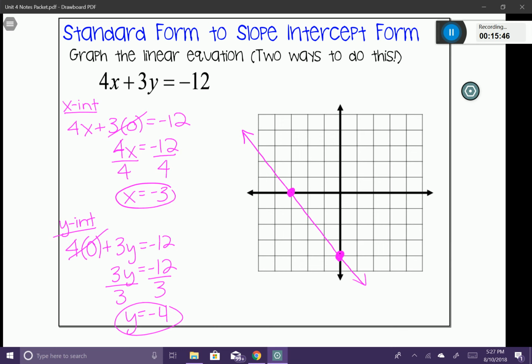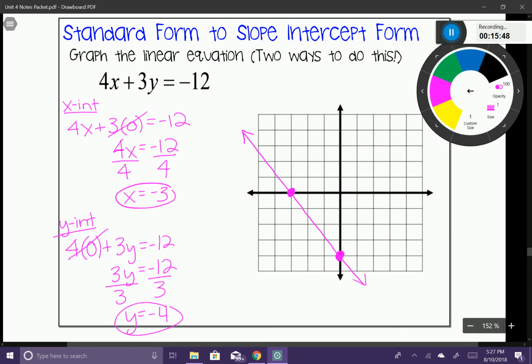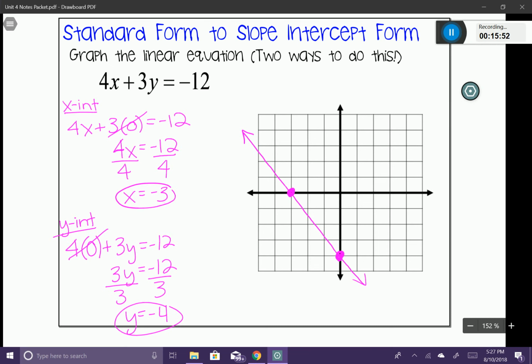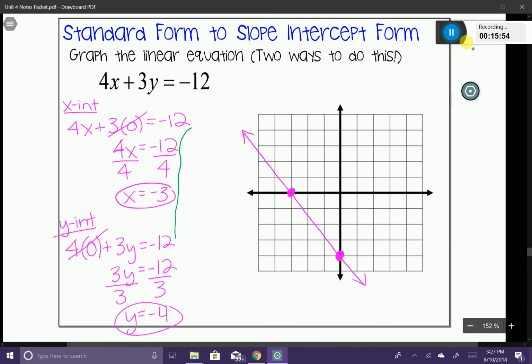Now, I'm running out of space here, but I want to show you another way that you might prefer doing it. I think I can squeeze it in right over here, actually. So, let's see here. I'm going to go ahead and rewrite it as 4x plus 3y is equal to negative 12. What I can do is I can transfer this into slope-intercept form and graph it. So I'm going to go ahead and do that.